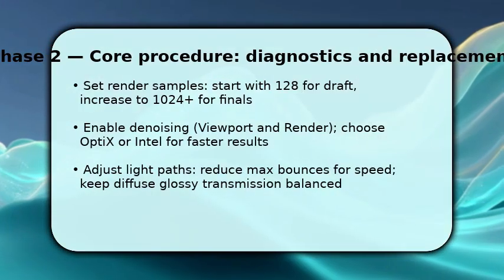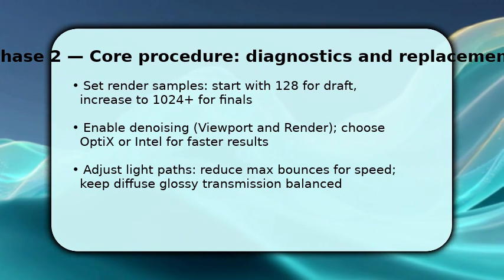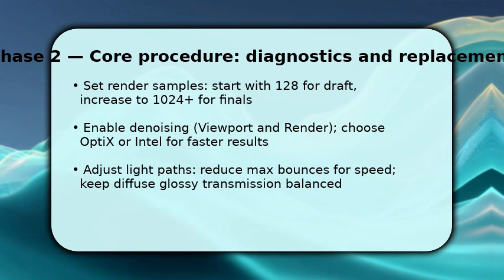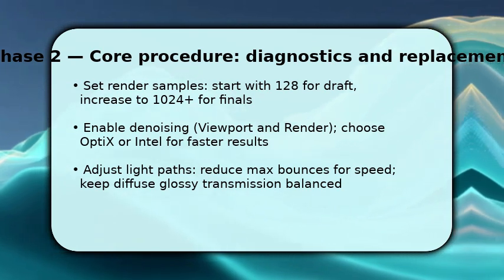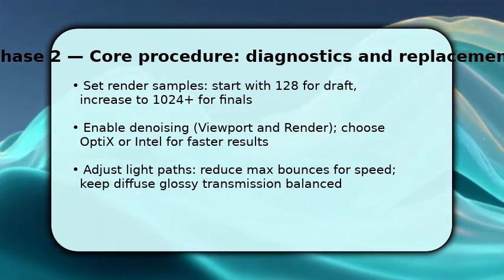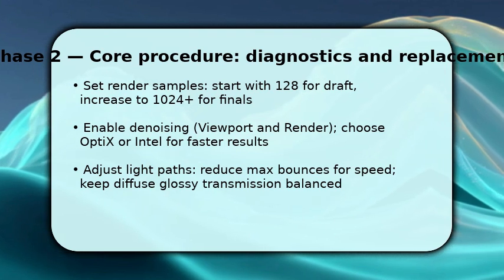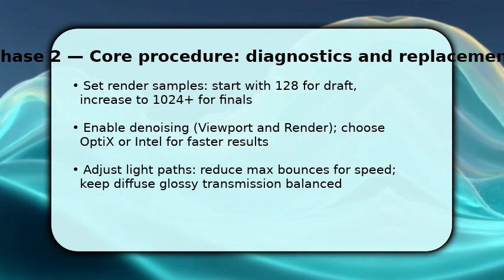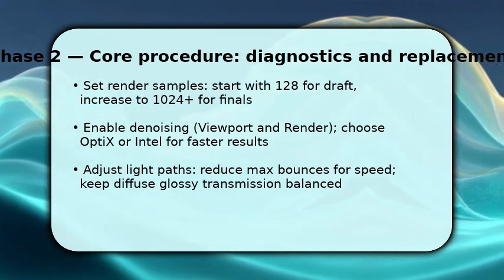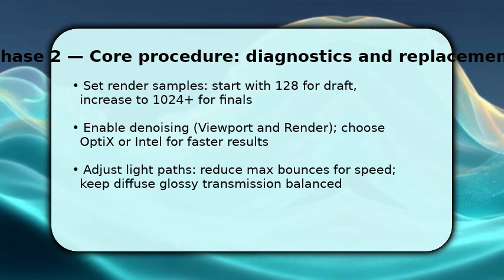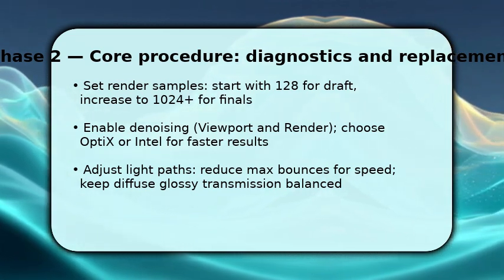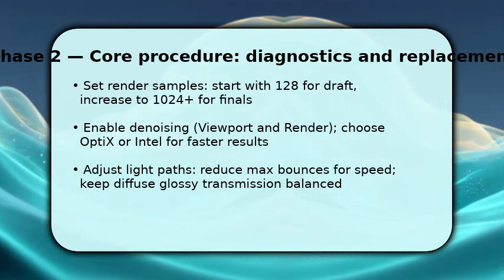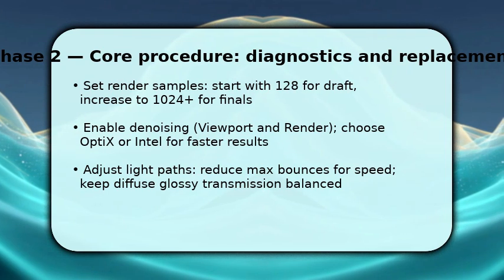Now you'll refine render quality and performance. In the Render Properties Set Samples, use 128 as a draft and increase toward 512/1024 for final frames. More samples reduce noise. Enable denoising for viewport and render. Choose OptiX if you have NVIDIA or compatible denoisers for AMD and Intel. Then optimize light paths. Lower max bounces if render time is high, but keep enough for accurate reflections and translucency. Finally, use adaptive sampling and portal lights for interior.